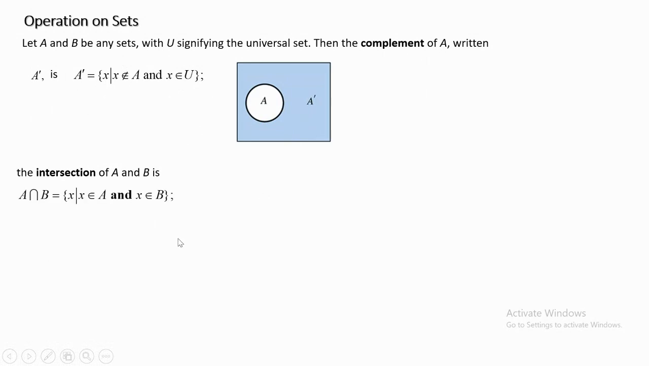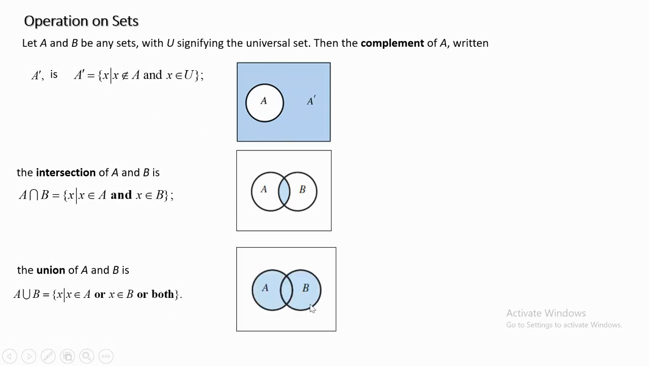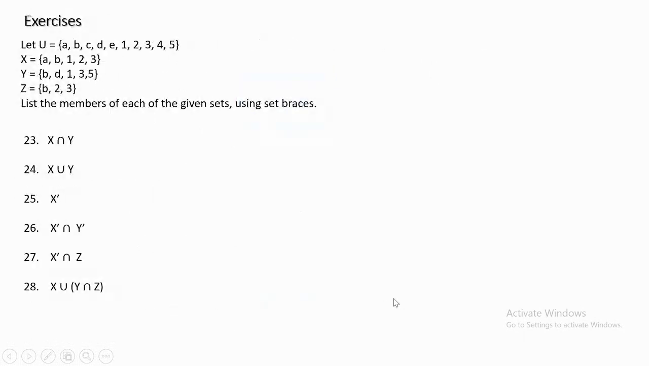The intersection, right? This is the set builder notation, but this is what it means. A intersect B means what they have in common. And for the union, A union B is the set of elements X such that X is in A or X is in B or both. And the shaded part is how you represent that. Now these are the homework 23, 24, 25, 26, 27, 28 from that section.